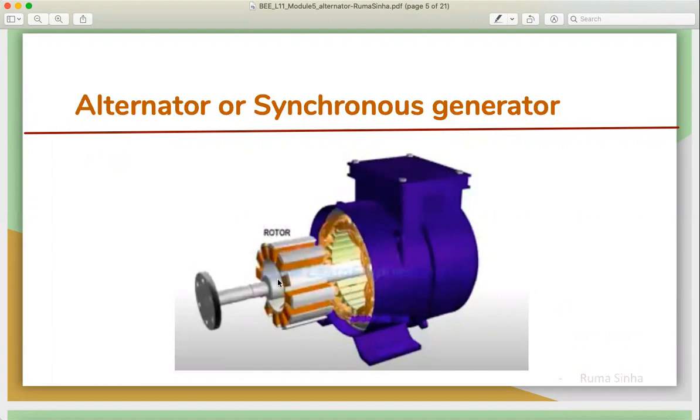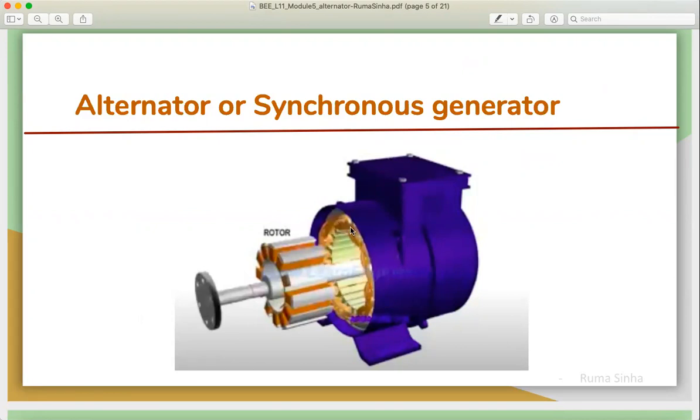Now, here we have the field winding placed. Through a slip ring, there will be a connection so that DC supply can be given to this field winding. As DC supply is given to this field winding, a magnetic field is generated. Now, using this spindle, it will be connected to a prime mover, and through that prime mover, this rotor will be rotated. So there is a magnetic field produced, and the magnetic field is made to rotate.